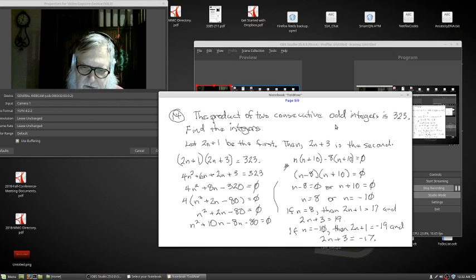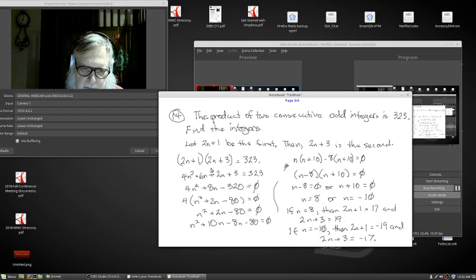The next consecutive one is going to be 2 plus that, because there's an even one in between. So if we add 2 to 2n plus 1, we get 2n plus 3. That's the second odd integer. So our equation then is going to be that 2n plus 1 times 2n plus 3 is equal to 323.